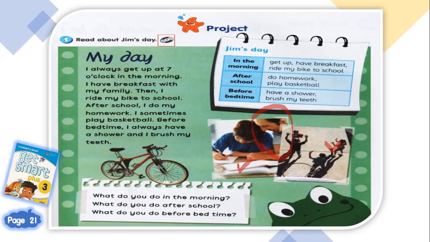What time does Jim always get up? He always gets up at 7 o'clock in the morning. Good. Does he have breakfast? How do you answer my questions? Yes, he does. What does he do after school? He says, I do my homework. So, your answer should be, after school, he does his homework.